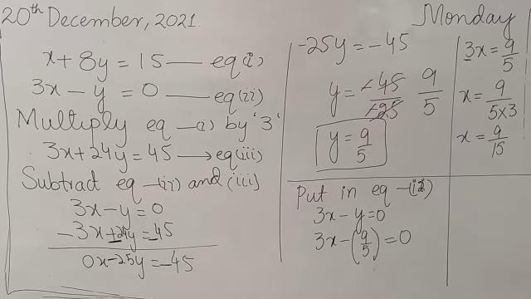Now simplify. 9 and 15 both are divisible by 3. So you will simplify with 3 times 3 is 9 and 5 times 3 is 15. The value of x is 3 over 5 and we get the solution set, which is 3 over 5 comma 9 over 5. By putting the value of x and y in any equation of 1, 2 or 3, you can verify your solution. Okay?